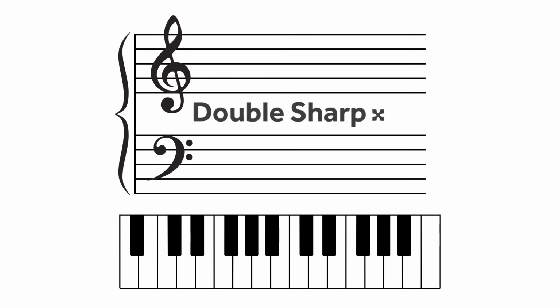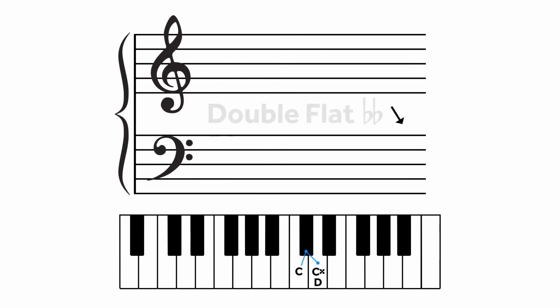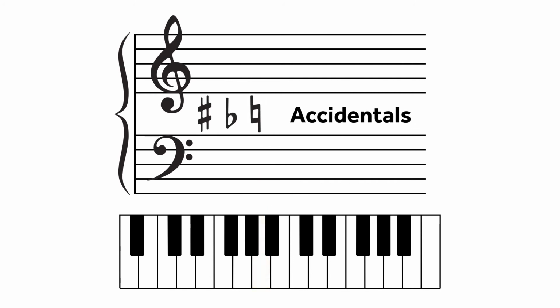A double sharp raises a pitch by 2 half steps, and a double flat lowers a pitch by 2 half steps. To cancel a sharp or flat, we use a natural, thus returning a black key to a white key. Sharps, flats, and naturals are called accidentals.